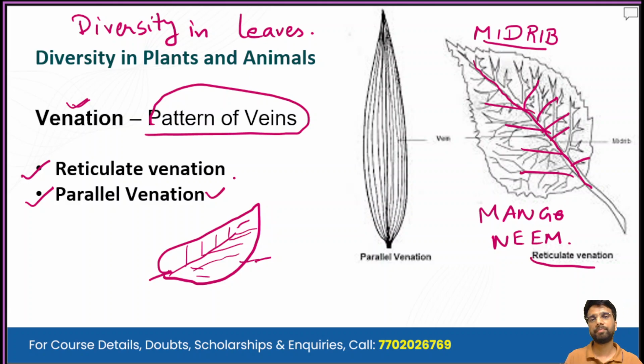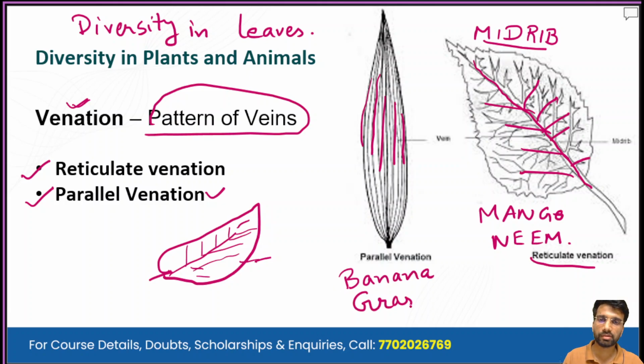In parallel venation, as the name suggests, the veins run parallel. There is no midrib in parallel venation. The examples are banana and grasses.